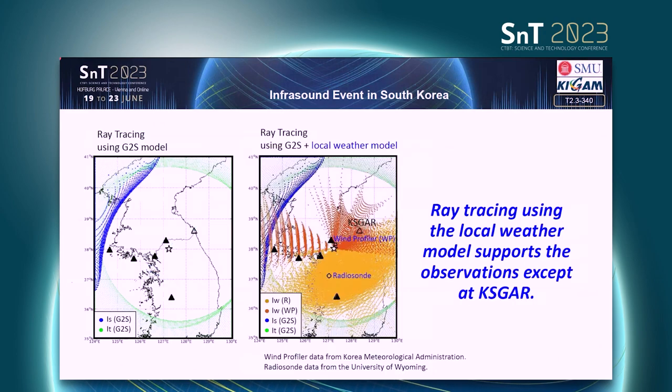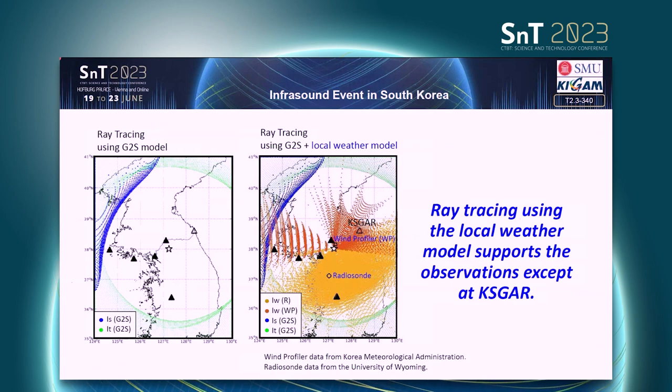Then we found there are wind profiler data supported by the Korean Meteorological Administration, and also radiosonde data from the University of Wyoming. So we use this local weather data for simulation and plotted here the orange or yellow ensonified region. This is consistent with our observation, but not perfect because of KSJR. KSJR doesn't have any observation, but the prediction has some result.